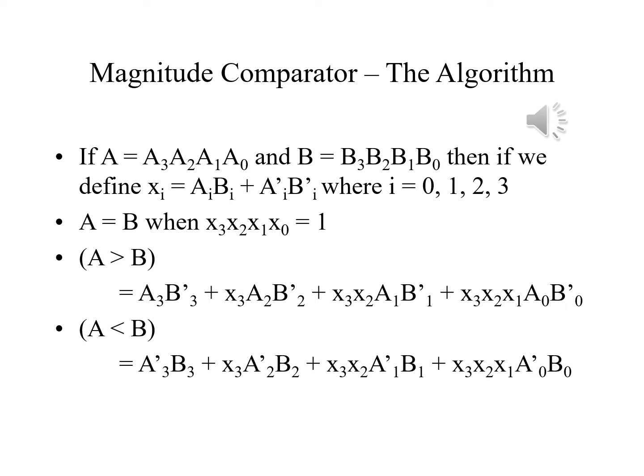This will tell me one way or the other whether I have A is equal to B, A is less than B, or A is greater than B. One of these will be true, the other two will be false.